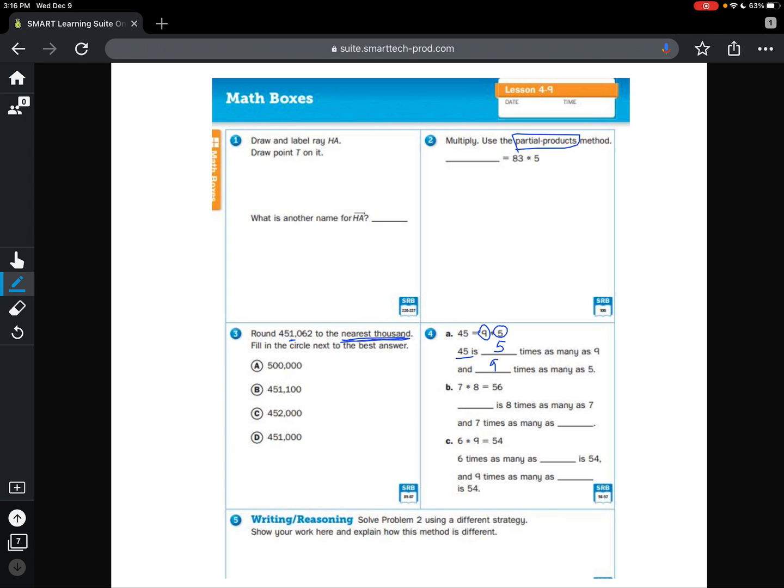Number 5 says, solve problem 2 using a different strategy. You can explain how your work is different there. You can partition the rectangle to solve. So that's how I want you to solve for box 5. Then you need to do whatever else your teacher has assigned to you in Canvas.